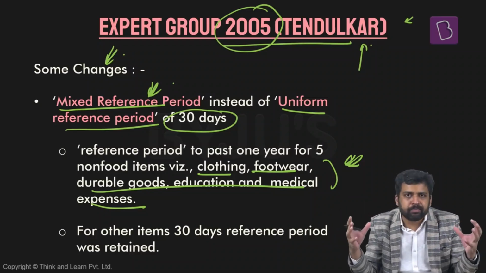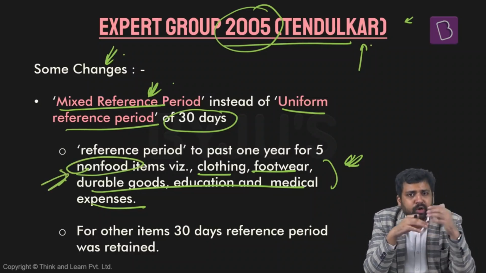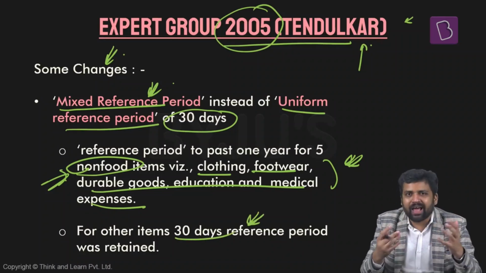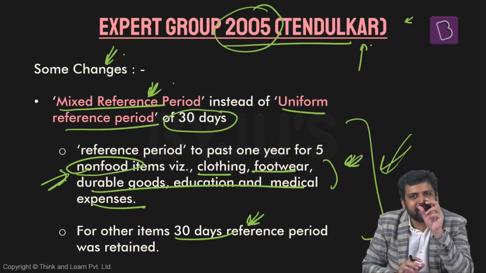So instead, have a larger reference period. For those kinds of items, non-food items, clothing, footwear, durable goods, education, medical expenses, the reference period should be 365 days. So when you are going and asking households how much they have spent on these items, they should be able to recall how much they have spent in the last 365 days. For other items, you can have a 30-day reference period. So what you are trying to do here is include more items, and ensure that these items get covered during the survey.